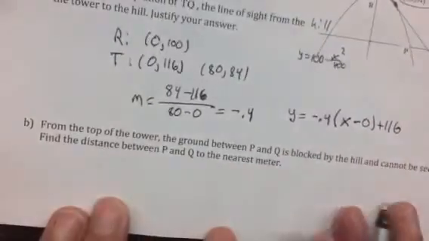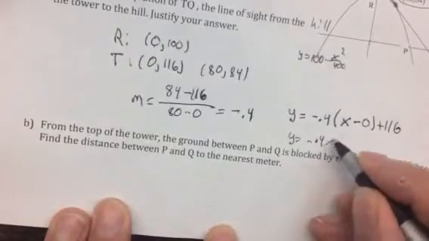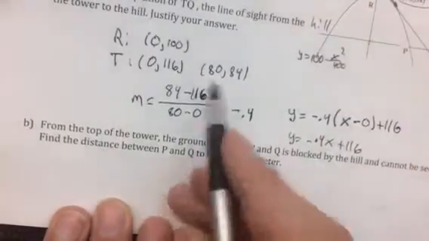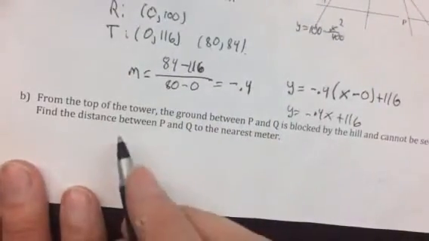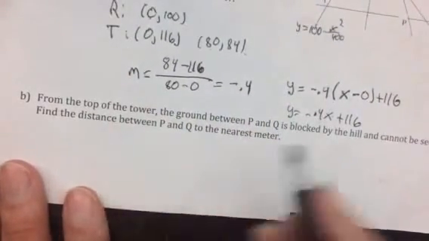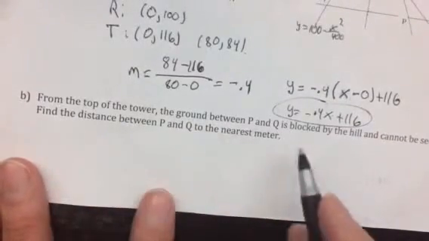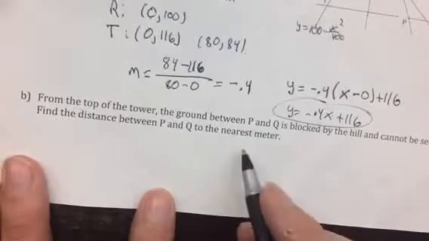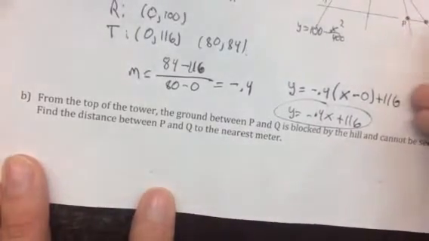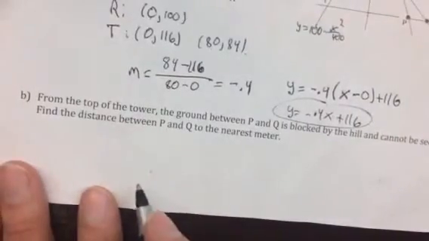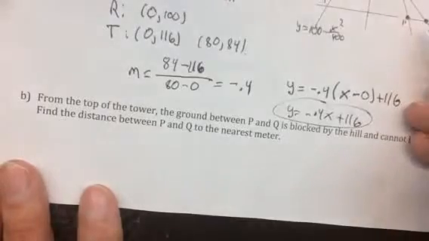And I can put this in slope-intercept form if I want. So negative 0.4x plus 116. If I had used this other point, I would have come up with the exact same slope-intercept form. All right. So here's our tangent line. From the top of the tower to the ground, there are these points P and Q that are blocked, the line of sight is blocked by the hill.